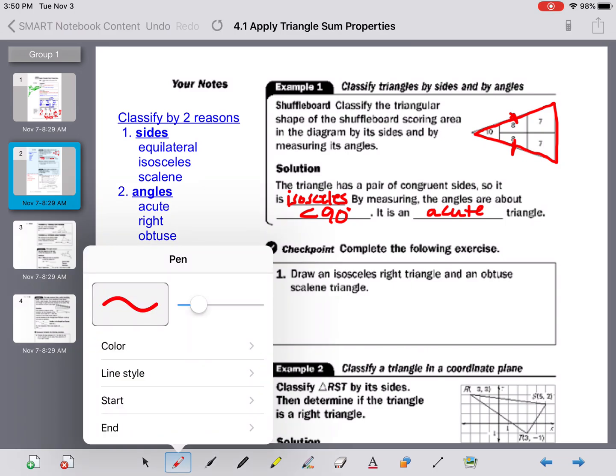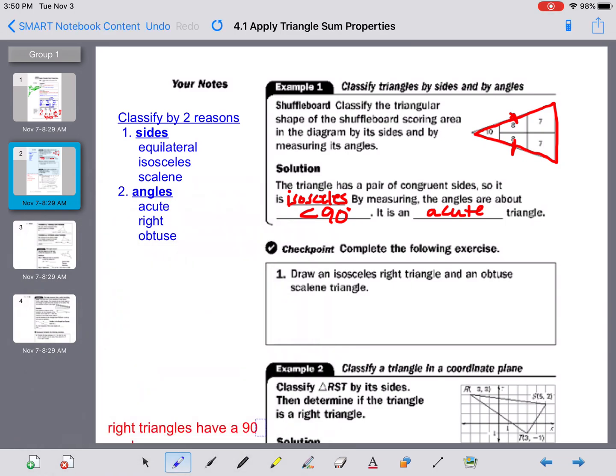Okay, moving on to checkpoint. It says draw an isosceles right triangle and an obtuse scalene triangle. So we have 2 different pictures we're drawing. Isosceles right. I think it's easiest to start with the right. I draw a right angle. It says isosceles, so 2 of my sides have to be the same. It's going to be these 2 sides because I know this hypotenuse is always bigger than the rest. Okay, so 2 sides the same. That takes care of isosceles, and the corner is the right, so I get an isosceles right.